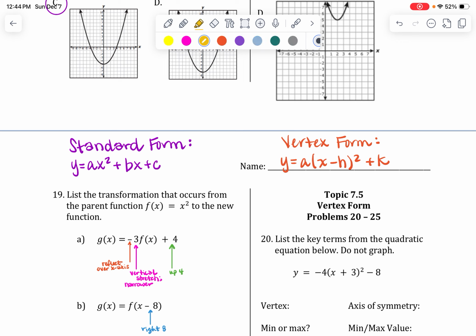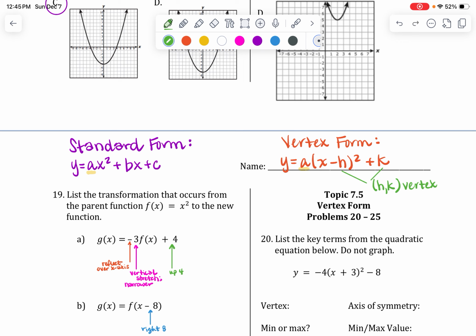A couple things to notice, of course, is that they both contain the a. So the a, that vertical stretch or compression factor, is the only thing that these two forms have in common. Notice none of the other letters. Standard form has a b and a c. Vertex form has an h and a k. And speaking of that h, k, the reason we call it vertex form is because the (h, k) is the vertex, which is pretty awesome if all you want to do is graph the parabola. It is 10 times easier to graph a parabola in vertex form because you know the vertex and you know its vertical stretch or compression.